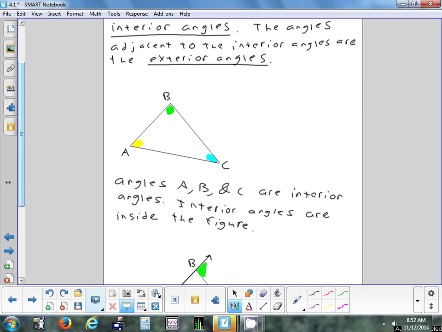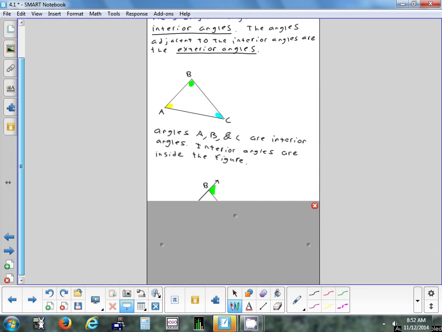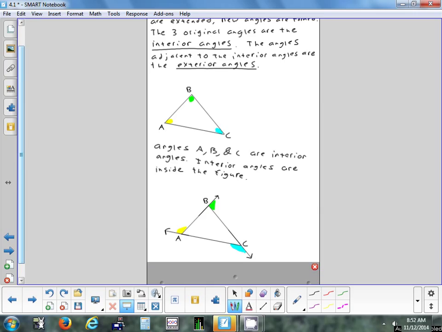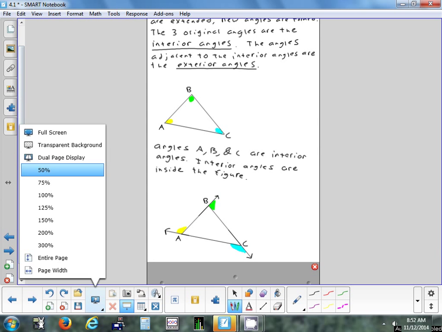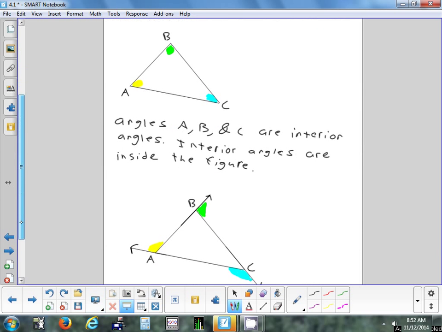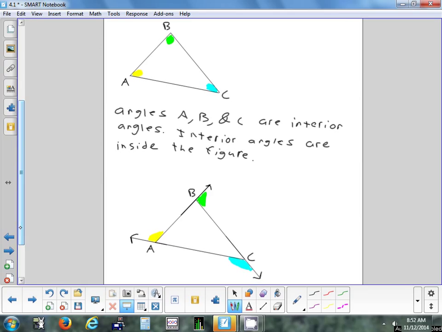Okay, so I'll show you. Let me make it a little smaller. So down below, that's a diagram showing exterior angles in a triangle. So I extended each end of one of the sides of the triangle. And what's in yellow, green, and blue, those are exterior angles. Okay, any question on that? What an exterior angle is?